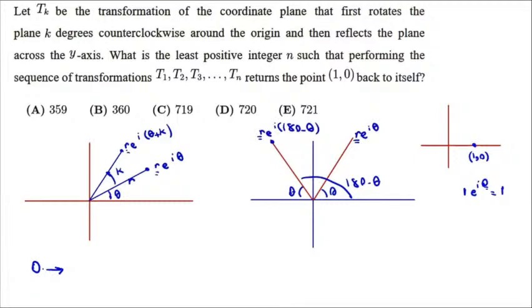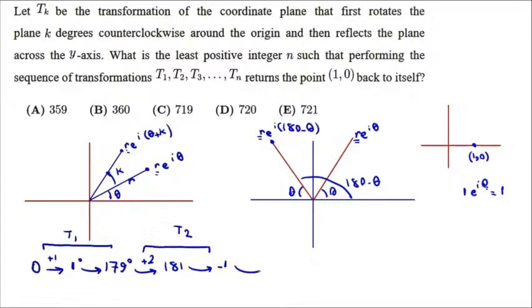In T1, we want to see what happens. We rotate 1 degree, so the angle will be 1. And then we reflect across the y-axis. Their sum should be 180, like θ and 180 minus θ, so 179 degrees. Okay, it is T1. And it says find the minimum n that brings (1, 0) back to itself, so we should find 0 again. In T2, you add 2 here because it is T2. It will be 181, and then this plus what is 180? Negative 1. So it is T2.